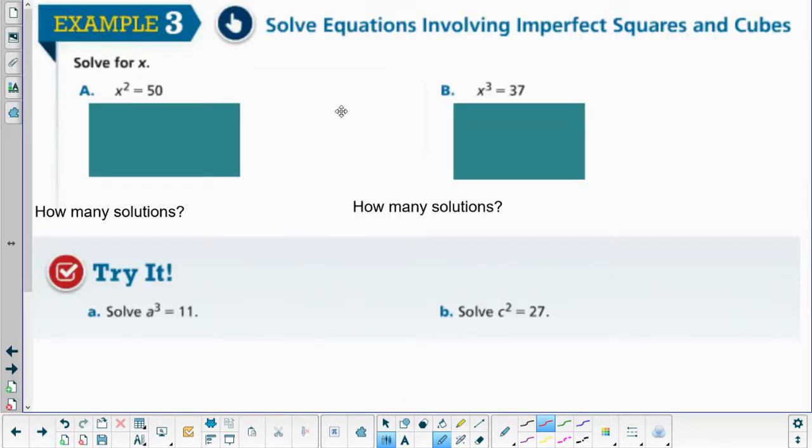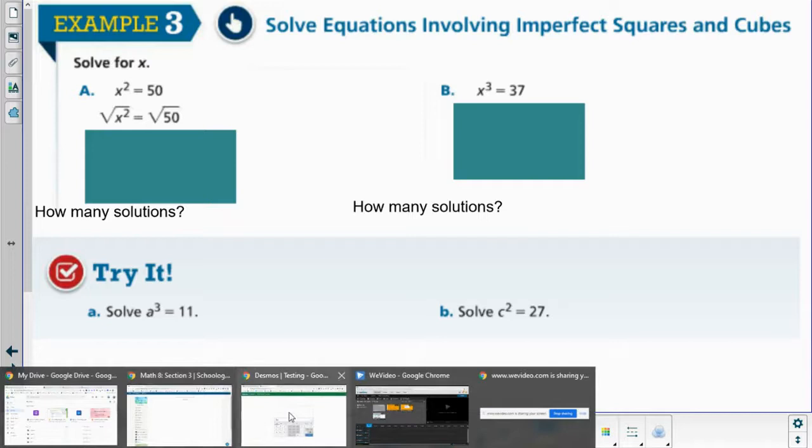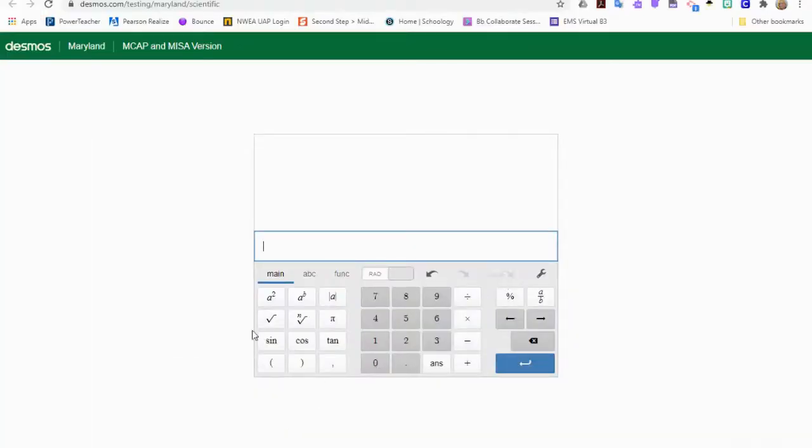So let's talk about these real quick. How would I solve for x in this case? If you said I need to square root both sides, you are correct. So you're going to square root both sides. Our square and our square root cancel out. So what is the square root of 50? Ooh, so some of you may be figuring out that 50 is not a perfect square. If I type that in my calculator, and it's a square root, so I'm going to use the regular square root of 50, I get a decimal. So that tells me 50 is not a perfect square.